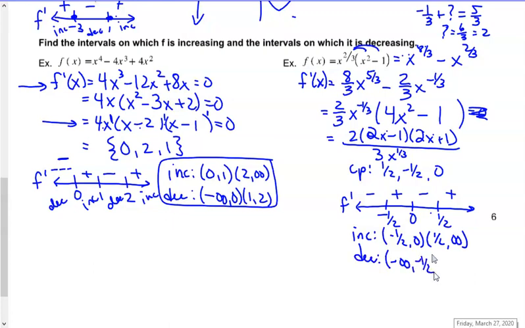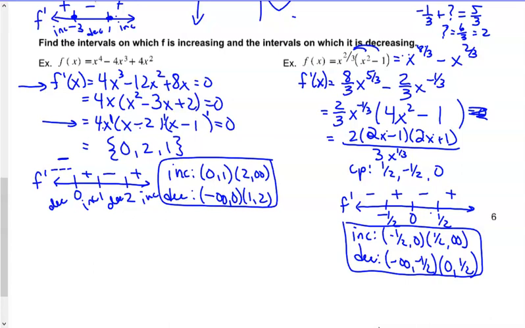So it's imperative that you remember if your derivative is positive, it's increasing. If your derivative is negative, your function is decreasing at that time. So those are going to be our final answers for that. Okay? All right, very good.